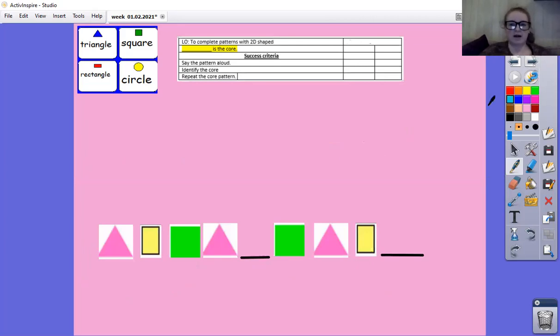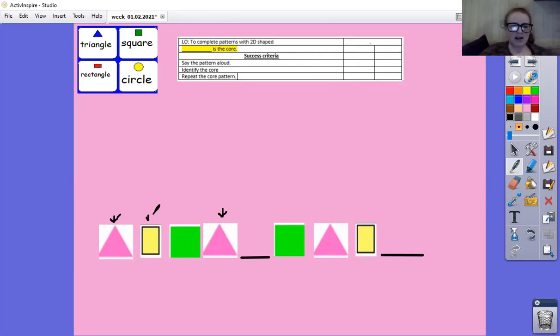So first of all, say the pattern aloud. Our pattern is pink triangle, yellow rectangle, green square. Pink triangle, space, green square. Pink triangle, yellow rectangle, space. Ooh, okay, let's have a look at this then. I said the pattern, and now we want to identify the core. Well, there's a pink triangle here and a pink triangle here. So that could be the start of my core and the start of my repetition.